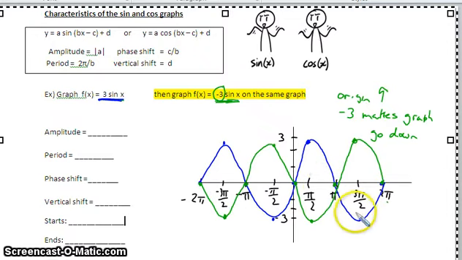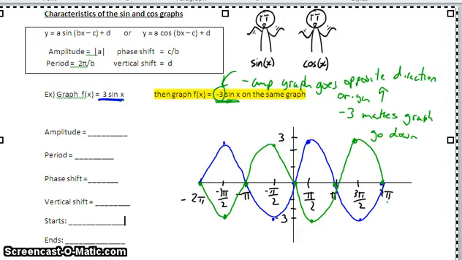I'm just putting them on the same axis, so I didn't have to rewrite all of these x values again. What's important to know is that when you have a negative number or a negative amplitude, the graph will go in the opposite direction. Negative amplitude, graph goes opposite direction. And again, that's worth highlighting or noting for a test or a quiz.